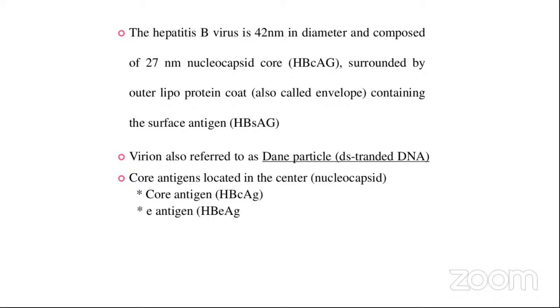So what are the basic things? For example, here I am saying that the size of the virus particle is 42 nanometers. That means you should understand what a nanometer is. That is a basic thing. For example, if I say the nucleocapsid core is 27 nanometers, then what is a nucleocapsid? The nucleic acid enclosed in that capsid is called a nucleocapsid. It is a protective capsid protein, a protective capsid for the DNA, and that is called the core antigen, which is surrounded by the lipoprotein coat.